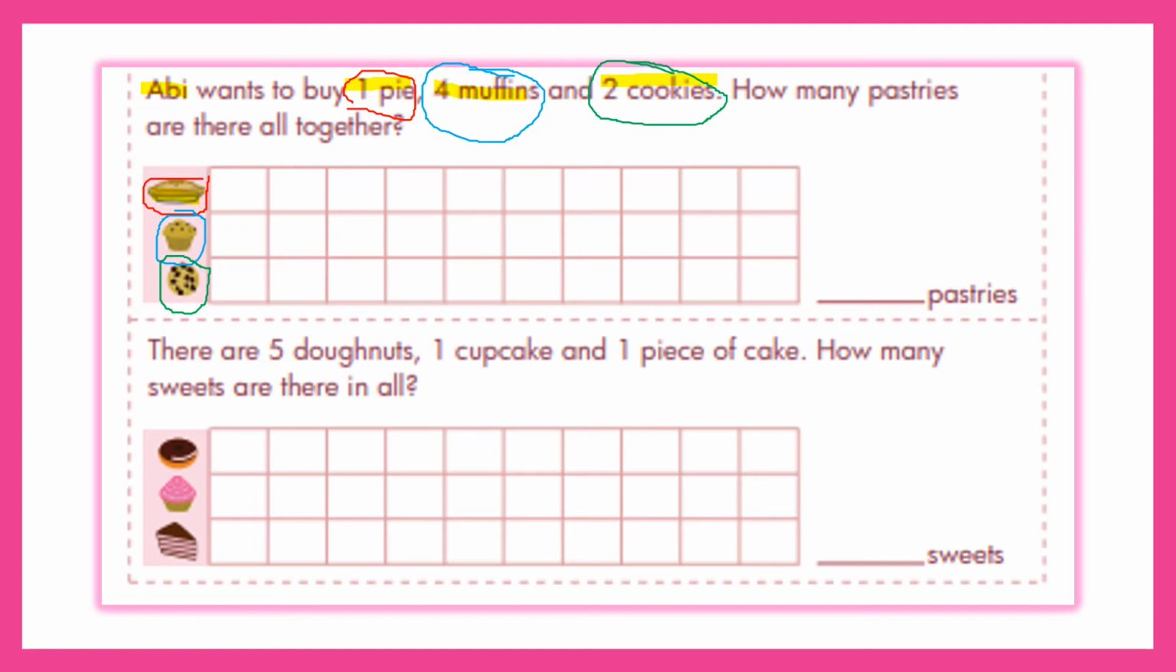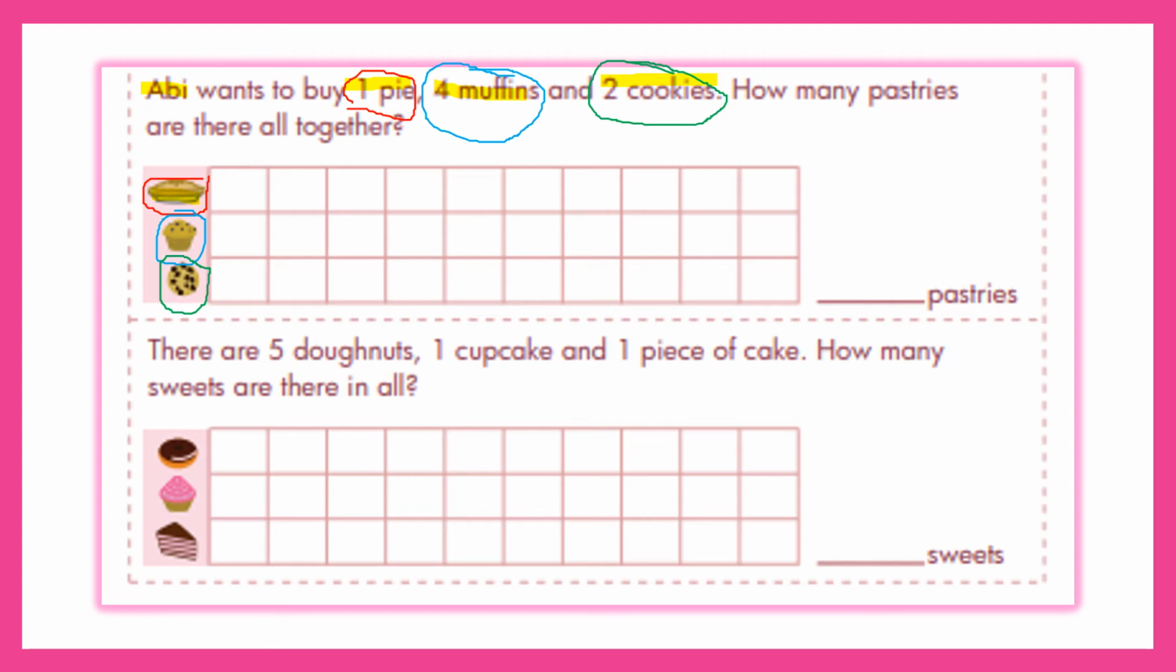I'm color-coded so that you can easily match. The red one is the pie, which matches the picture. The blue one is the muffins, which is circled around the muffin. And the green one is the cookies, which is circled around the cookie. So make sure that you draw them in your graph.